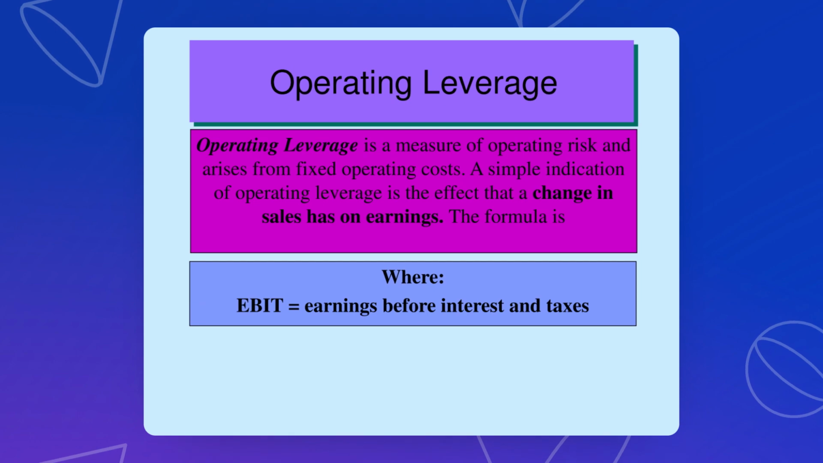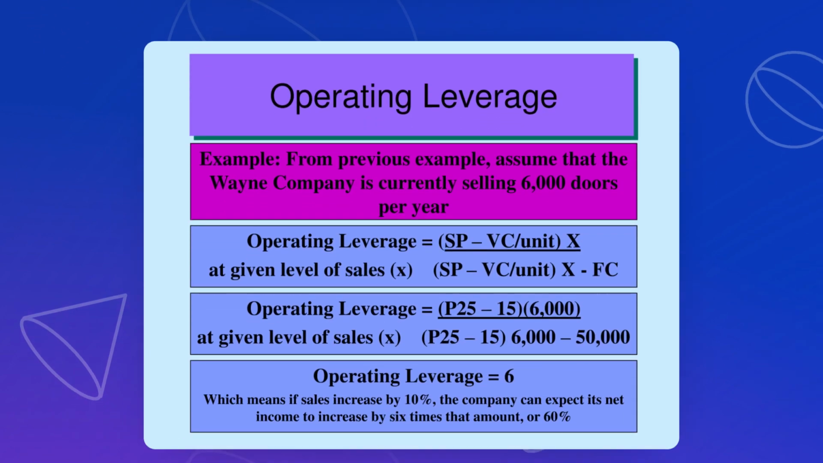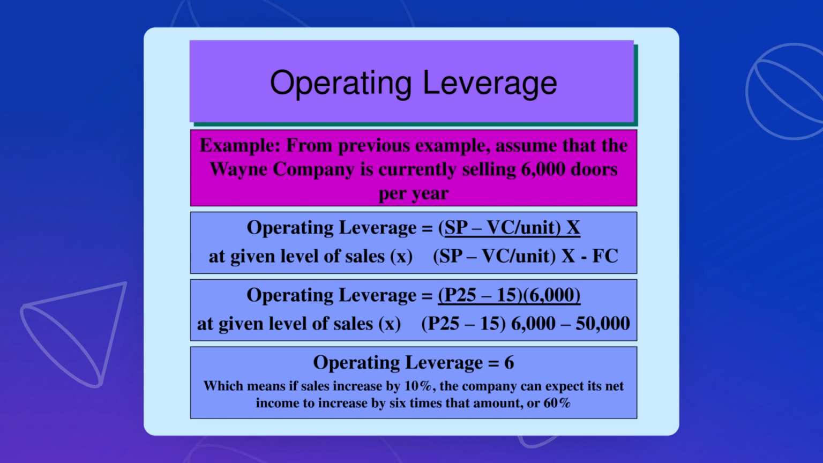As in the previous example, in our CVP formula, operating leverage is a measure of operating risk that arises from your fixed operating cost. So, what is EBIT? EBIT here is the earnings before interest and taxes. So at least we can identify the formulas. Again, the other formula is CM divided by your net profit, or percentage change in EBIT divided by percentage change in sales.